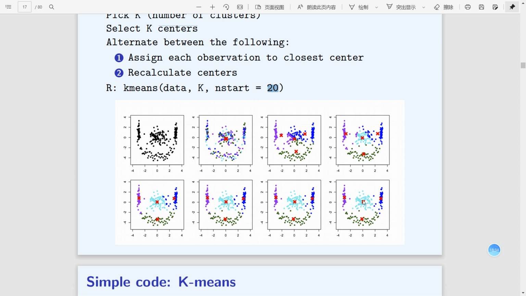So the center of the light blue is this one. Center of dark green is this one. Center of the blue purple one is this one. Center of the dark blue one is here. So 4 classes have formed.